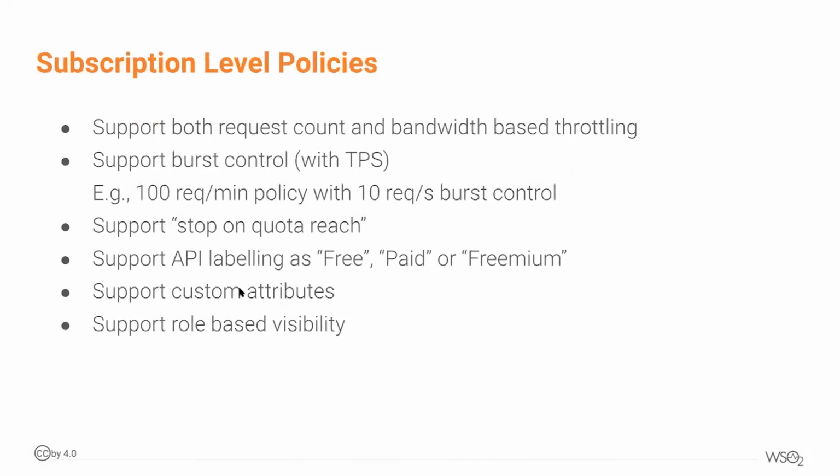Subscription level policies supports both request count and bandwidth based throttling. It supports burst controlling, and it has stop on quota reach. API labels such as free, paid, which can be used for monetization. And it also supports custom attributes and role-based visibility.